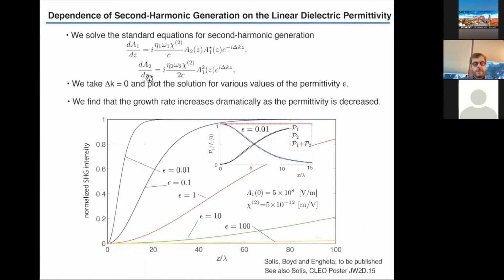These are just the standard equations for second harmonic generation. Here we plot the second harmonic intensity as a function of propagation distance through a chi2 medium. If epsilon is equal to 1, we get this curve. If epsilon becomes 0.1, we get this curve. At 0.01, we get this curve. So you see that the distance over which the second harmonic term builds up becomes much shorter as we gradually decrease the dielectric permittivity.